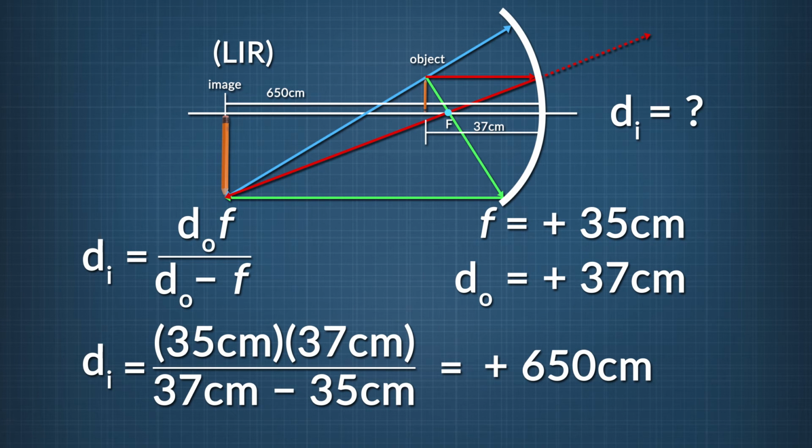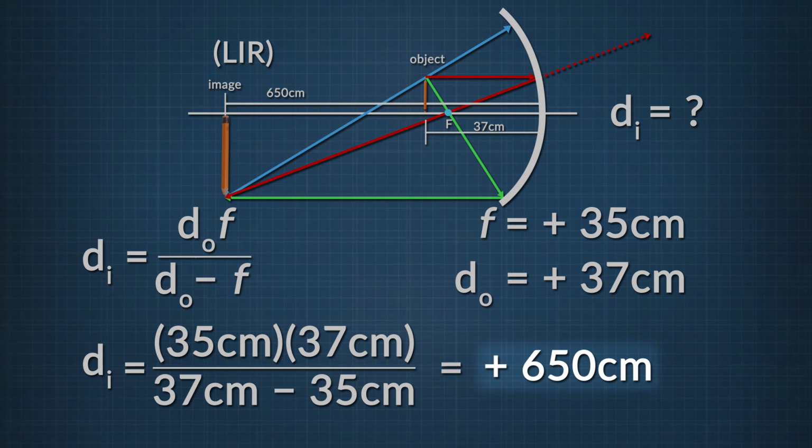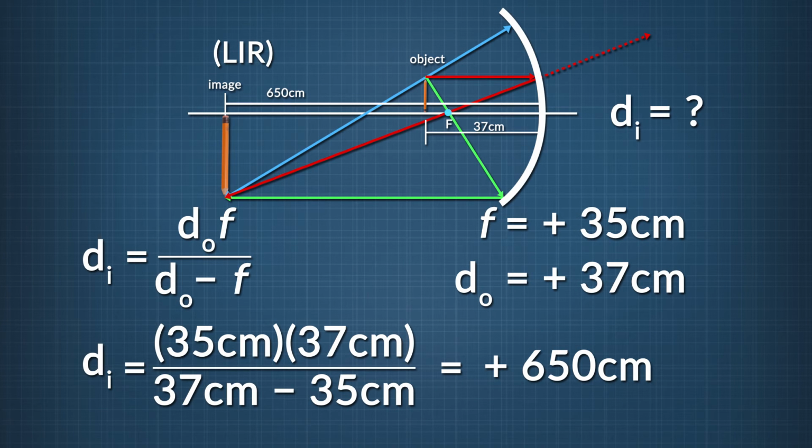Did you find that the image is real, inverted, and larger than the object? Did you get a distance of 650 centimeters from the mirror? If so, great work. If not, let's take a look through the example.